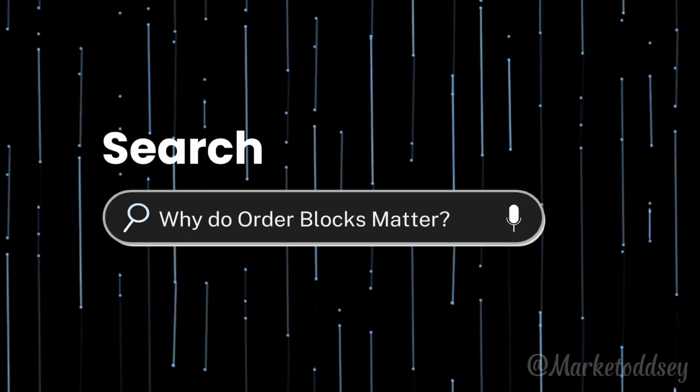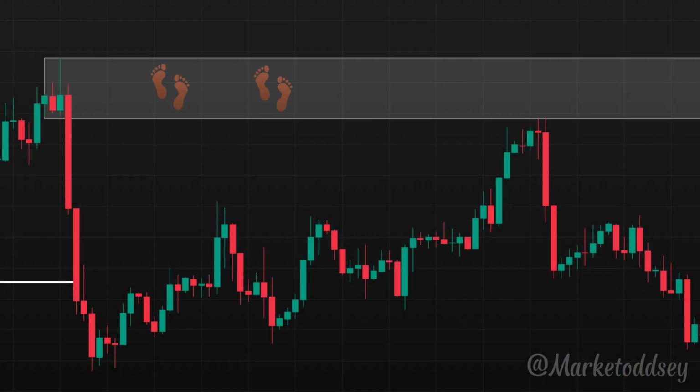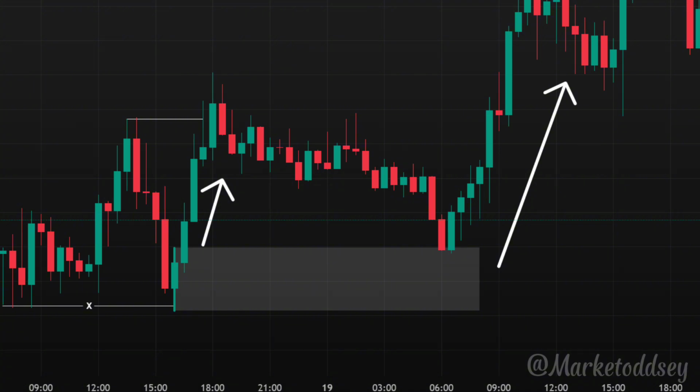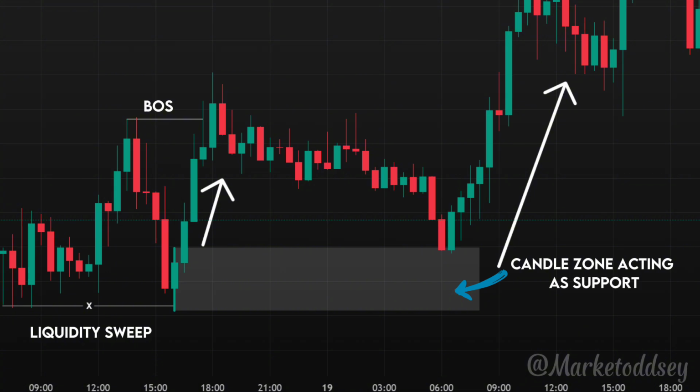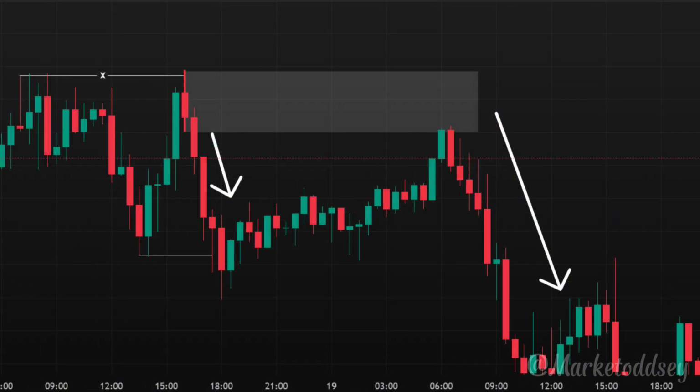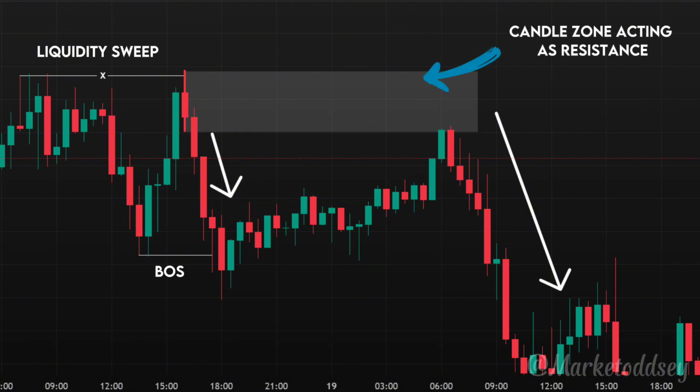Why do order blocks matter? Think of order blocks as footprints left by big traders. When prices return to these zones, it's like retracing steps. There's often leftover interest, buying or selling, there. For example, if prices rallied after a bearish candle and cleared out sellers, that candle's zone might now act as support, a floor where buyers step in. If prices dropped after a bullish candle wiped out buyers, that candle's zone could become resistance, a ceiling where sellers take over. By spotting these zones early, you can anticipate potential reversals or continuations in the market.